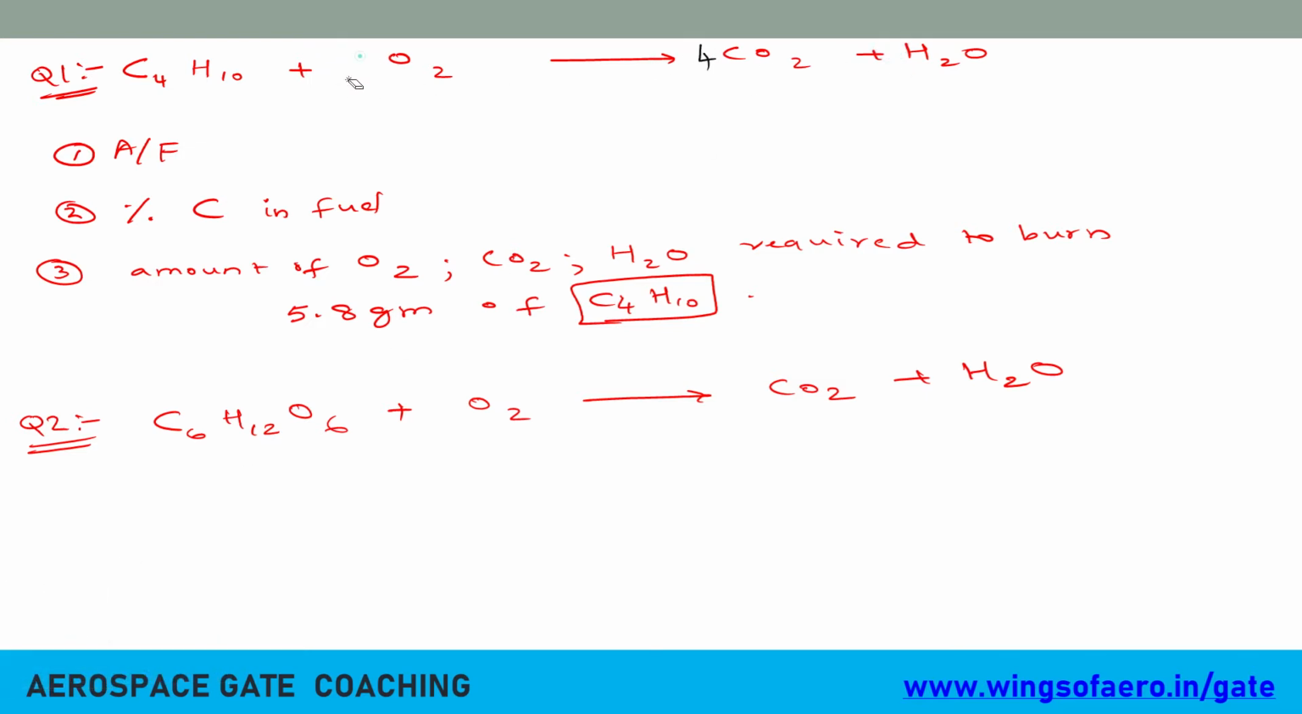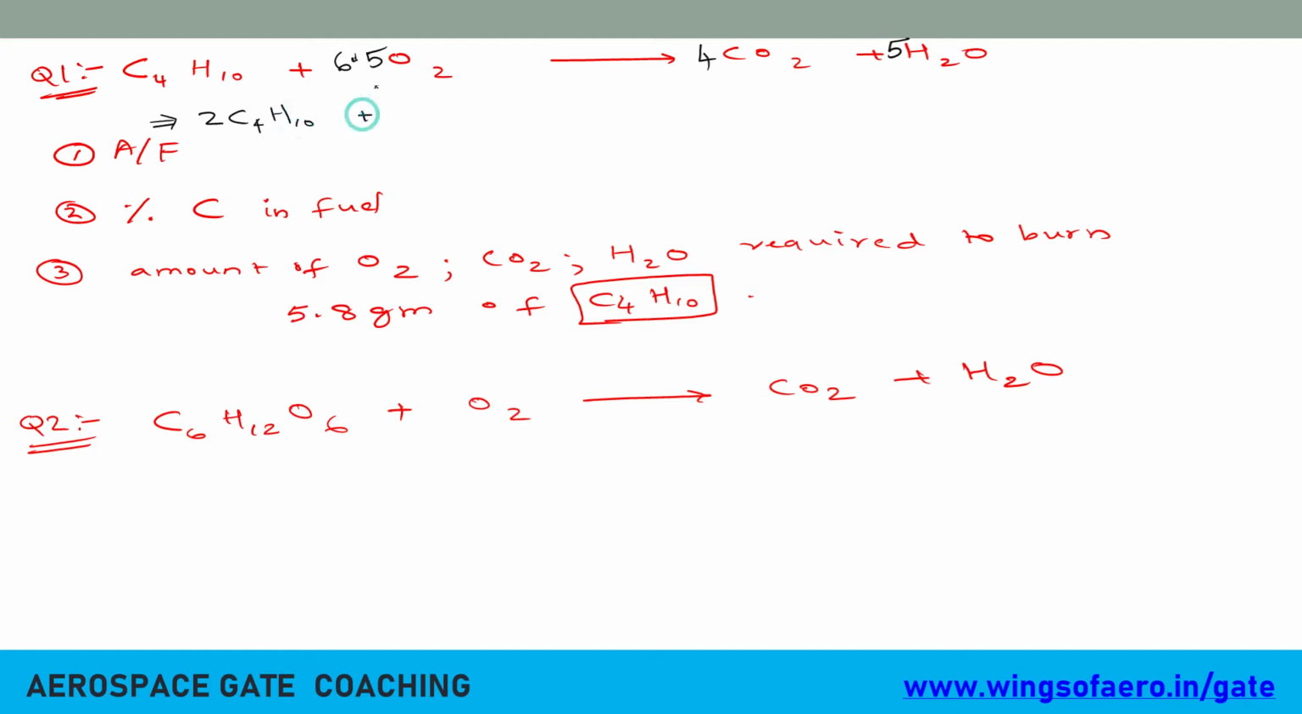Now check it once again. You tell me. 6.5 O2 will give 4 carbon dioxide plus 5 H2O, ma'am. Here 5, here 6.5. In place of O2, we need to put 6.5. Okay, so to avoid the 6.5, can I multiply by 2? Whether that will also be feasible or the same? How can I do it?